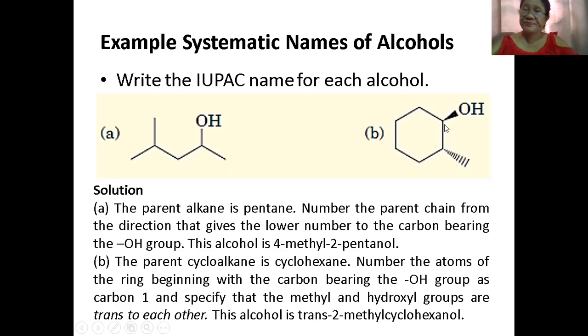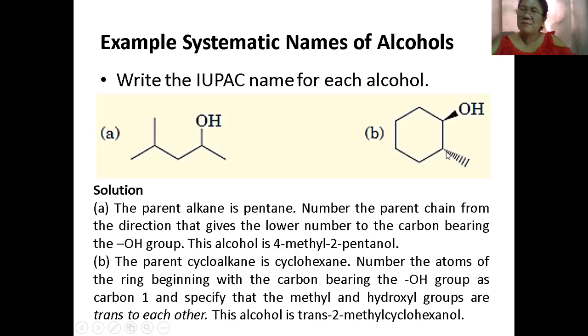Here, this one. We already know that this is a cyclohexanol, and we have a methyl here. This is drawn as trans, but it is not trans. You can read trans as opposite. We have ortho, meta, and para. So we can name this as o-methyl cyclohexanol.